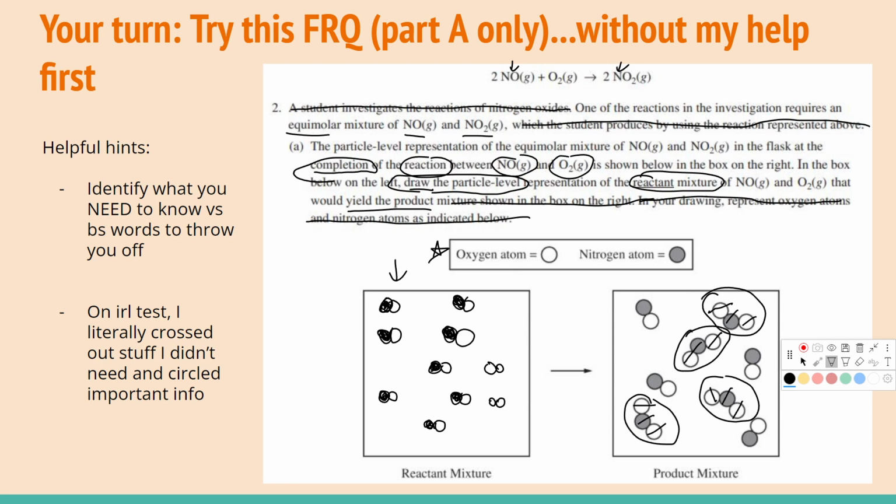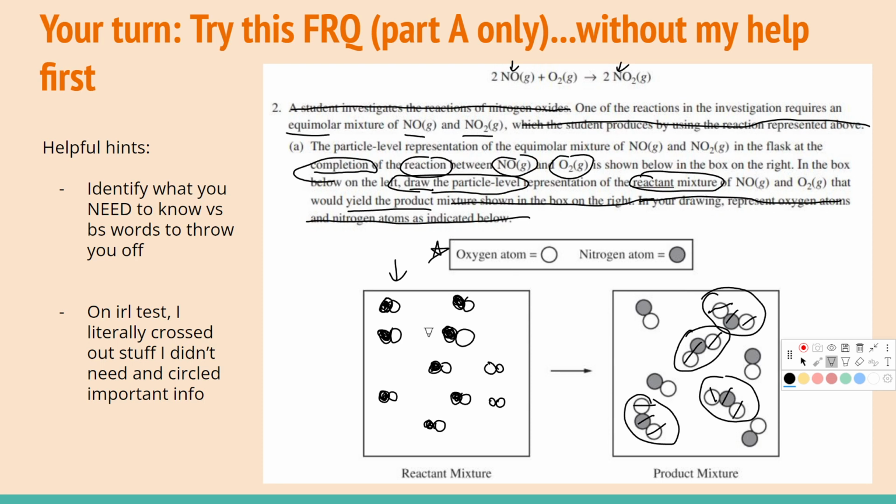You could have easily done this based off looking at the coefficients on the reaction here. So since I made 4 of these, I should have 4 NOs and 2 O2s because this is just based off the ratio here. If I only had 2 NO2s, I would have 1 O2 and 2 NOs from the products being formed. So that's another way of doing it. I just like the crossing out way.